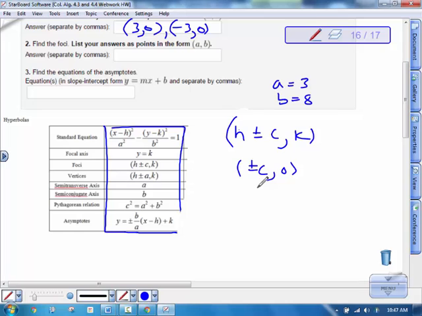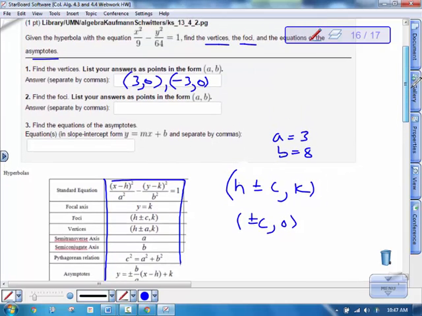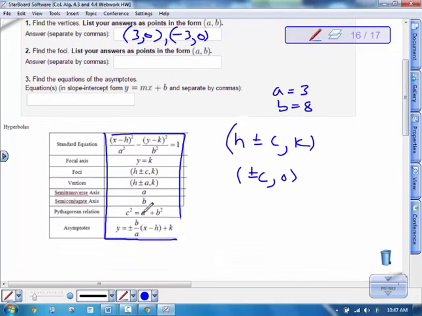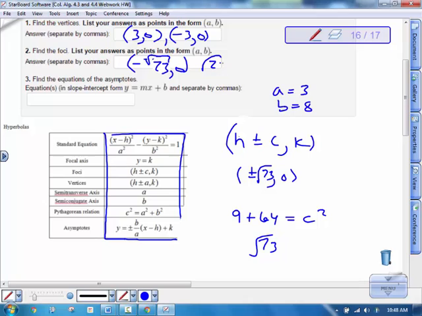So that would be h plus or minus c comma 0. I'm sorry, a squared plus b squared equals c squared. So that'd be 9 plus 64 equals c squared. Add 9, you get 73, so it's the square root of 73. So you can enter those in as ordered pairs, minus the square root of 73, comma 0, and positive square root of 73.